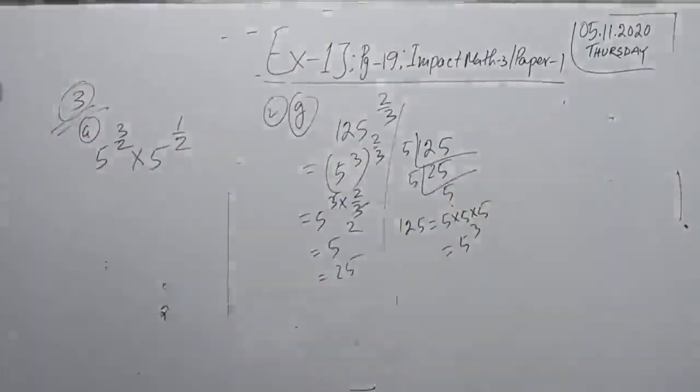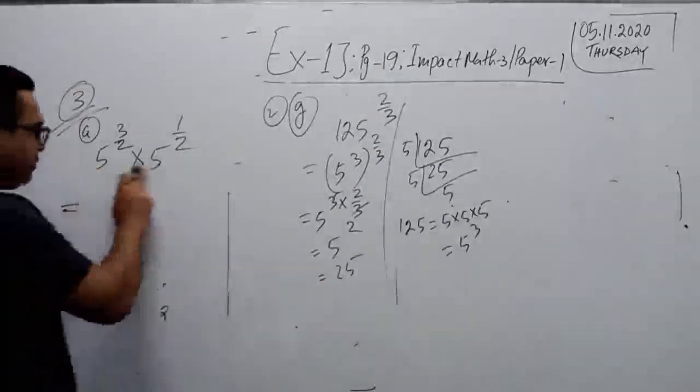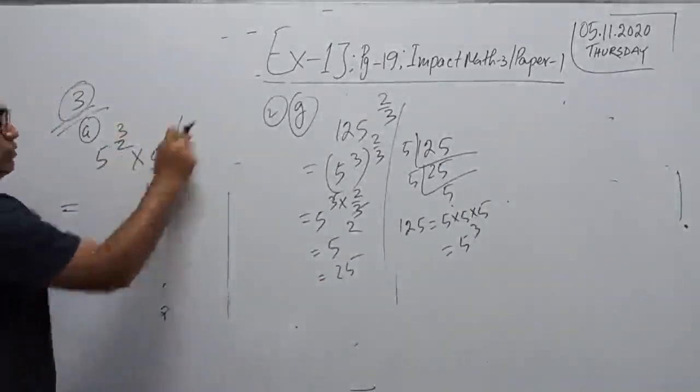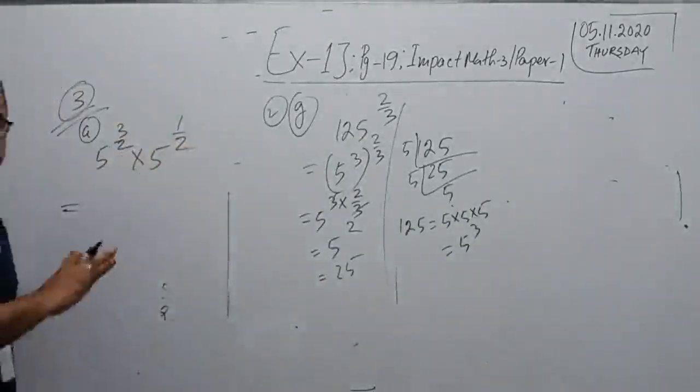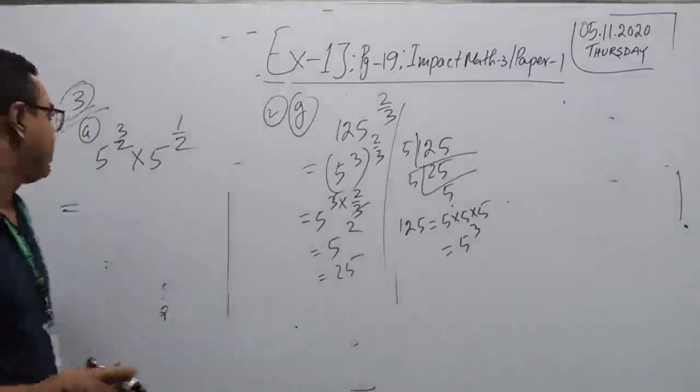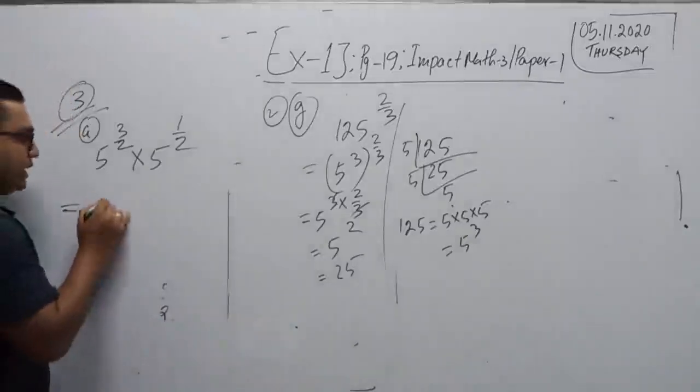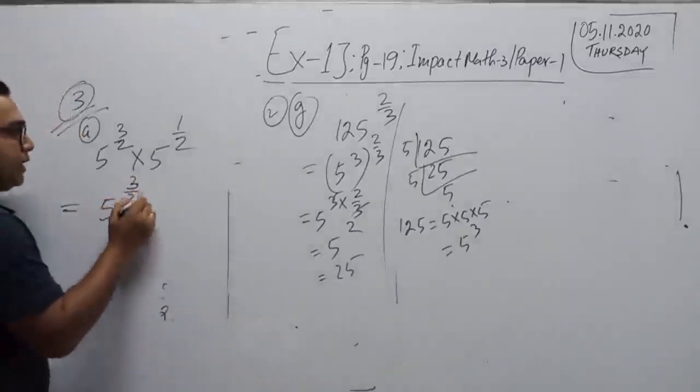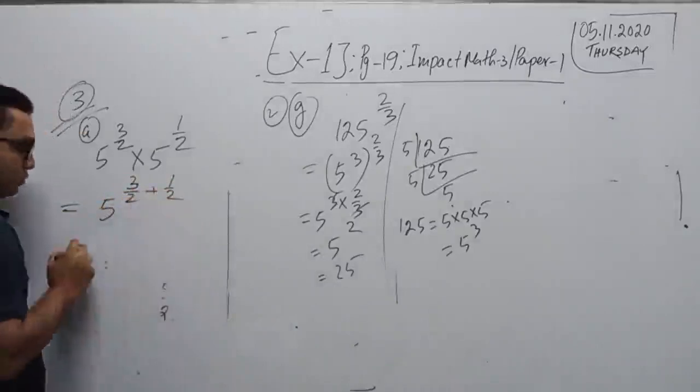What is the way to solve this math? 5 to the power of 3 by 2 and 5 to the power of 1 by 2. So the bases are the same, so the indices will be added. 3 by 2 plus 1 by 2.